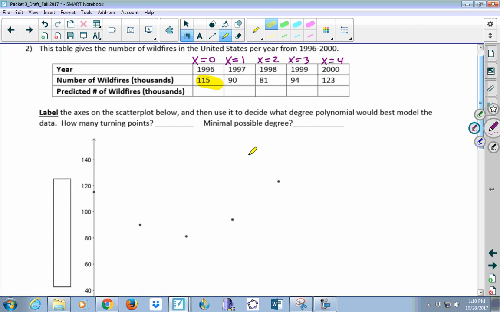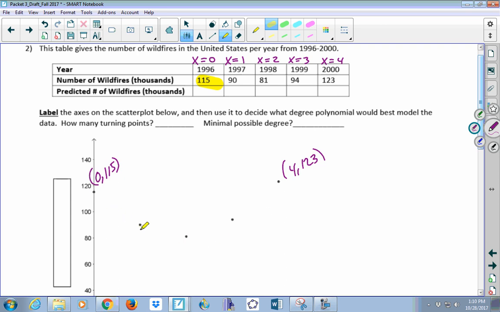So this first point here is 0, 115. In the year 1996, there were 115 wildfires. This point over here refers to 4, 123, says in the year 2000, there were 123,000. So you always want to check out your graph and your table to make sure you know what each of your variables are measuring.